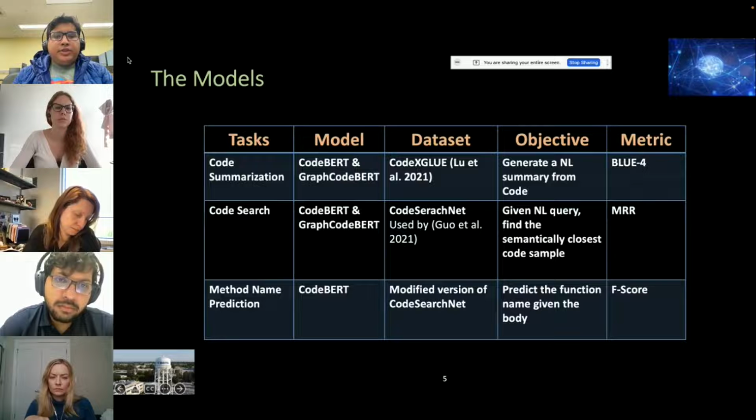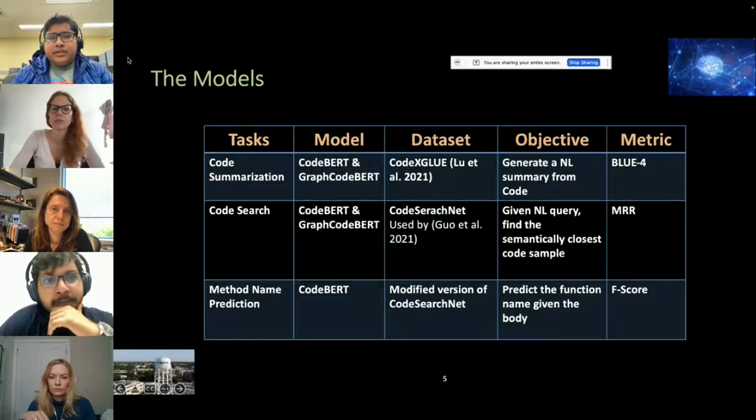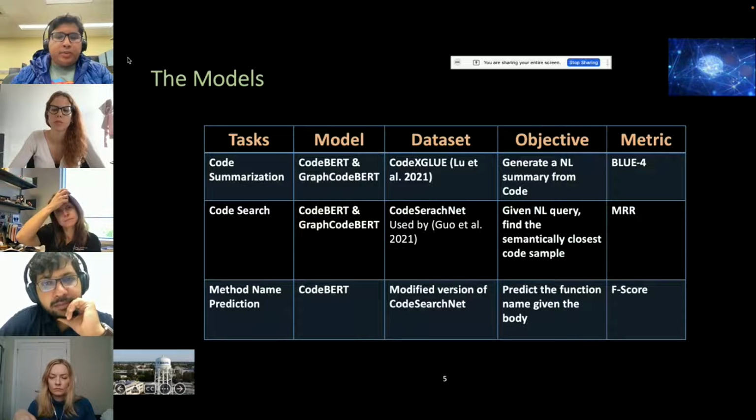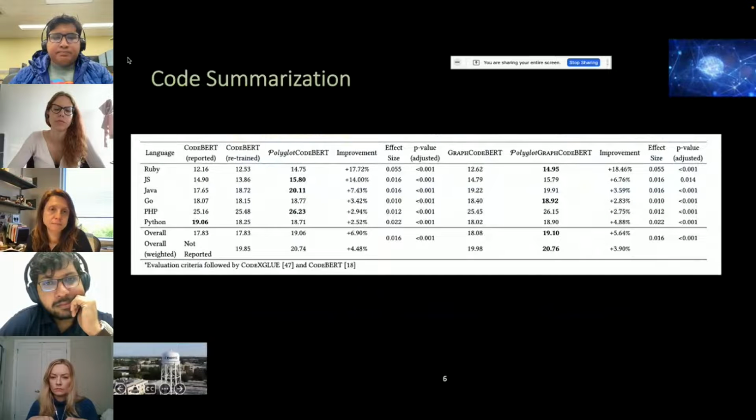In this slide, I will introduce you to the models and metrics we use for these three tasks. For code summarization, code search, and method name prediction, mostly we use the CodeBERT and GraphCodeBERT models. And these are the metrics we use for these three tasks. For code summarization, we use BLEU-4. For code search, we use mean reciprocal rank, and for method name prediction, F-score. All the previous work have mostly used these metrics for the evaluation of these tasks.